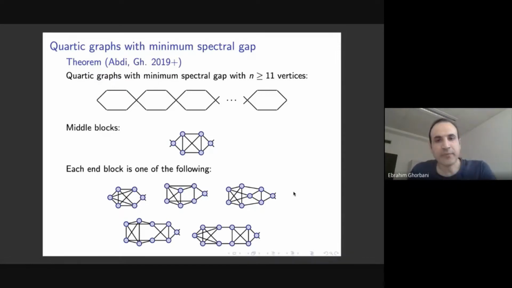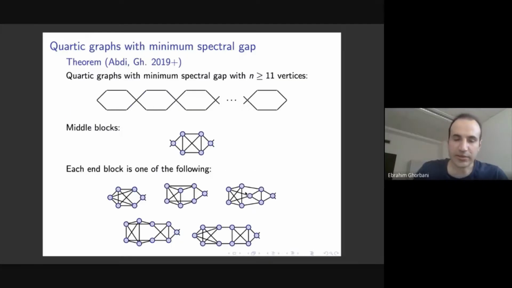Putting together these blocks, the middle blocks should be only from this upper one and the end blocks from this one at the bottom. Then you can come up with a family of graphs, which are actually the quartic graphs with minimum algebraic connectivity with a given number of vertices. So for this family, now we can go on to compute the algebraic connectivity and see what is the minimum algebraic connectivity of the family of connected quartic graphs.